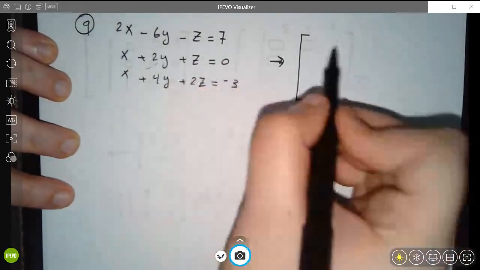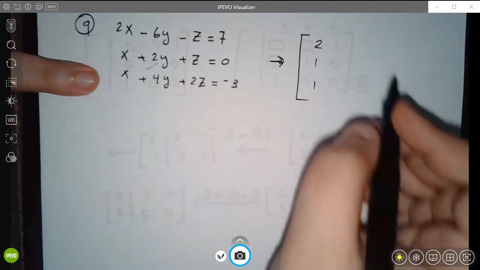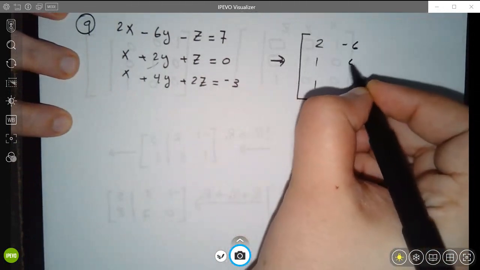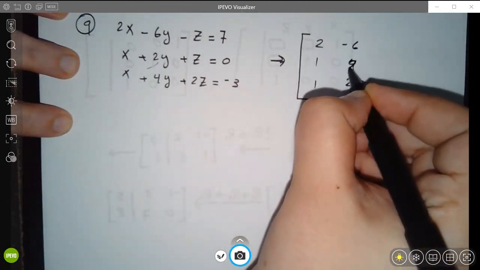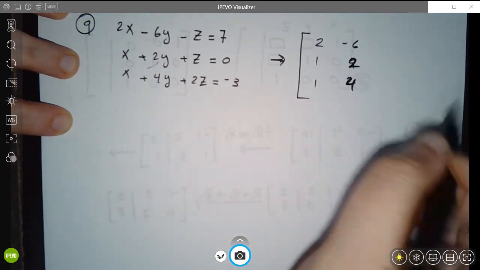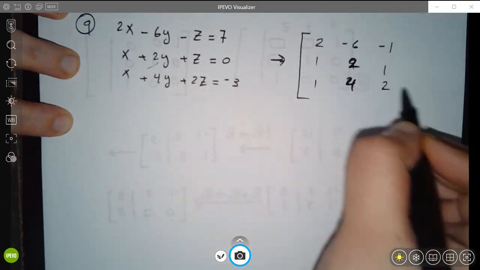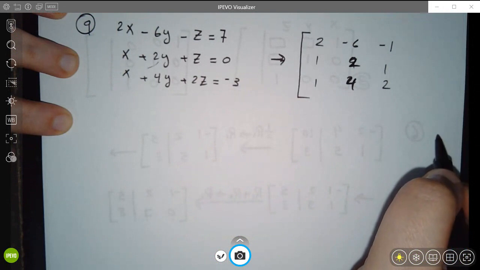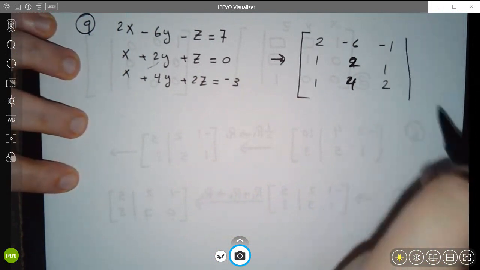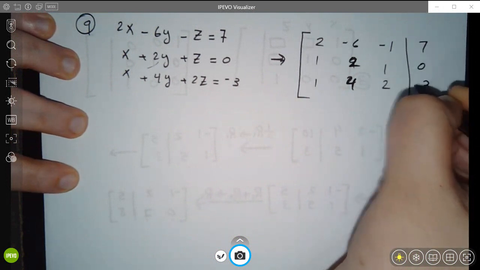So for the x column, we have 2, 1, 1, right? For the y column, we have a negative 6, a 4, a 2, and a 4. There you go. 2 and a 4. And for the z column, we have a negative 1, a 1, and a 2. Okay? Oops, the answer line, 0, and the negative 3.